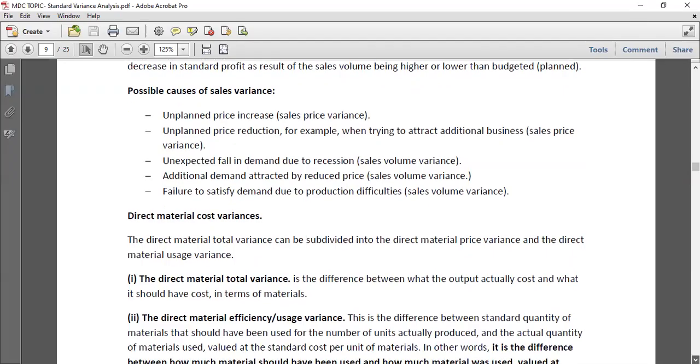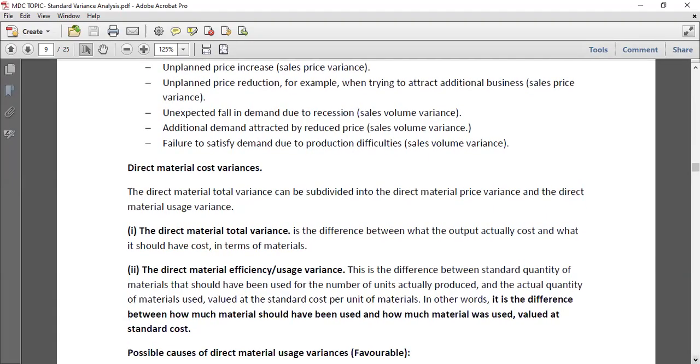And then we have the direct material efficiency or usage variance. When it comes to material, in the same way, apart from just having the direct material total variance, we can also have what we call the material price variance. Now this is the total, but then we can have the direct material efficiency or usage variance.